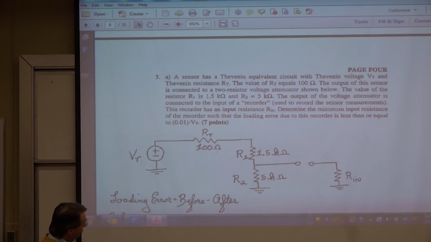All right. So I say, okay, whether you ask it backwards or not, the loading error is before minus after.